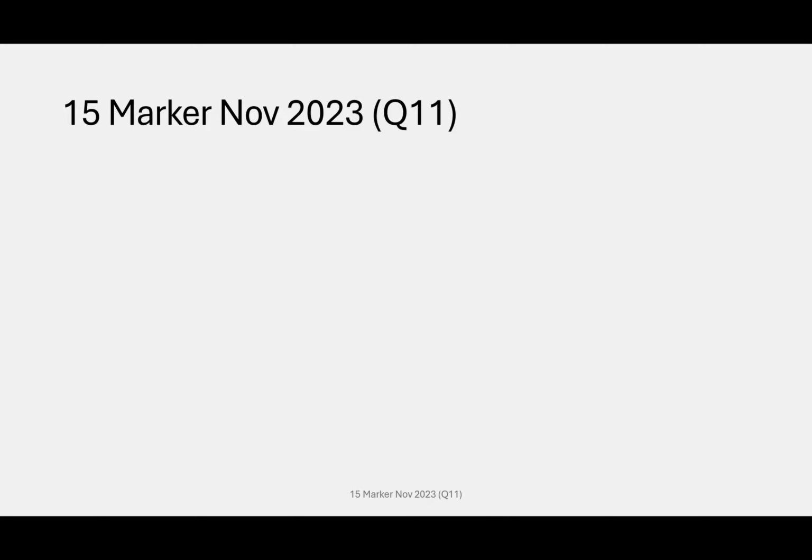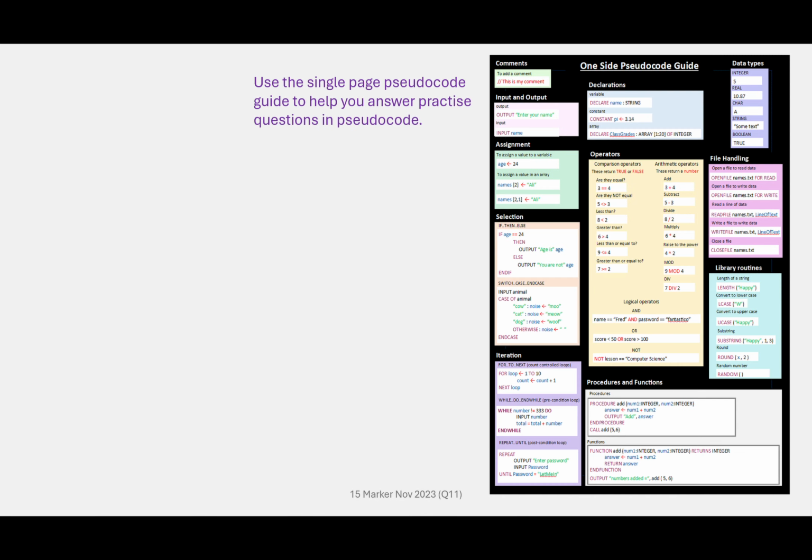This is a walkthrough of the 15-mark question for Cambridge iGCSE November 2023. Similarly to the other one of these that I've done for one of the other past paper questions, it's useful if you've got this pseudocode guide to hand just to help you write your pseudocode.